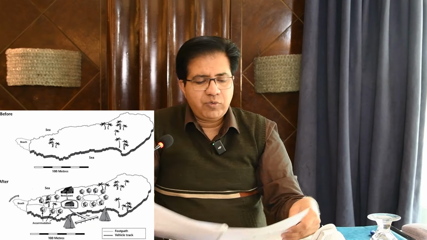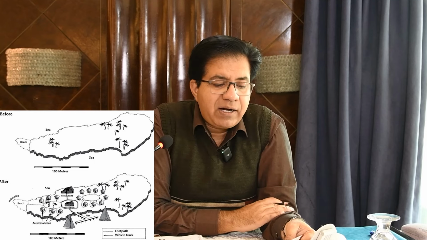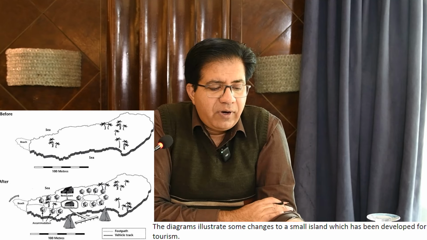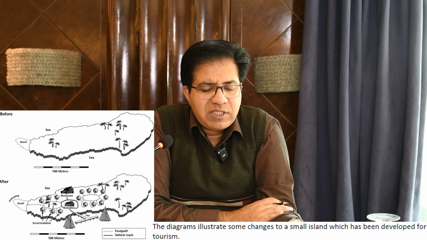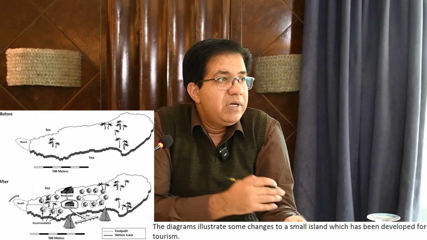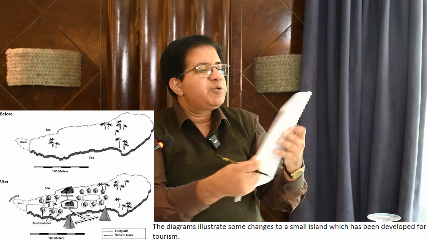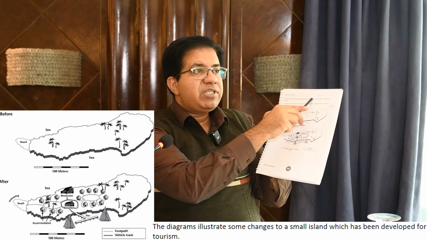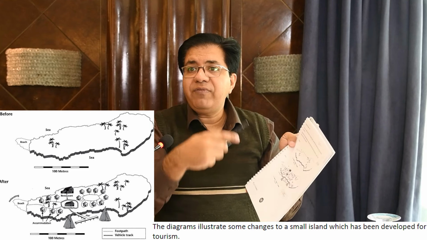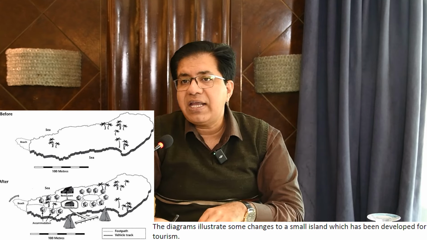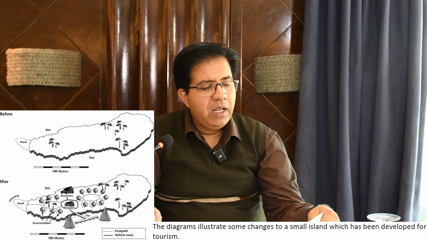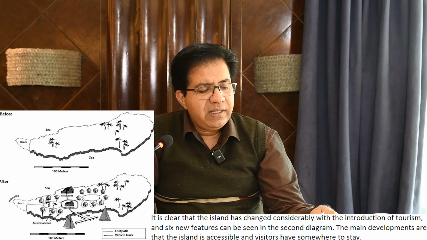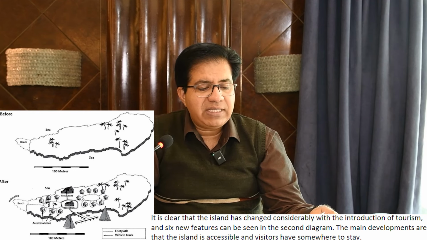Okay, let's see. We go through the map. The first paragraph is very short. For that you write, the diagrams illustrate some changes to a small island which has been developed for tourism. You just need to reword this paragraph. This paragraph which is given already, you have to reword it, paraphrase it, rearrange it, and that will become your first paragraph.